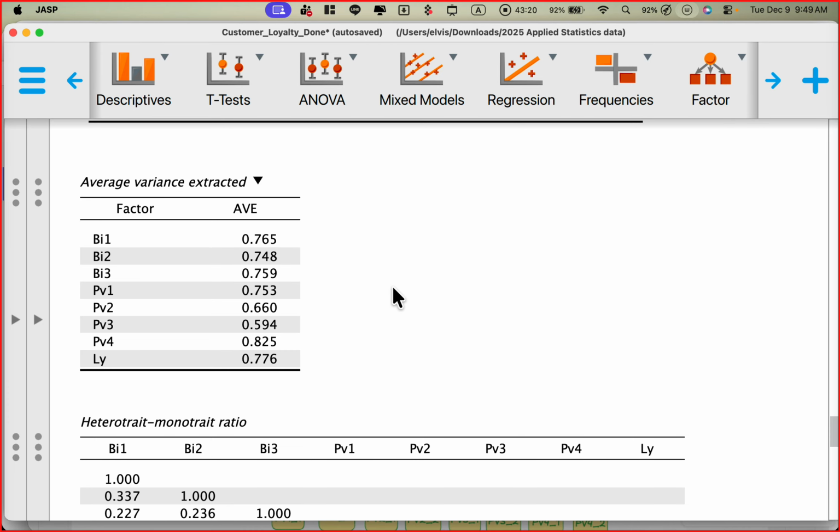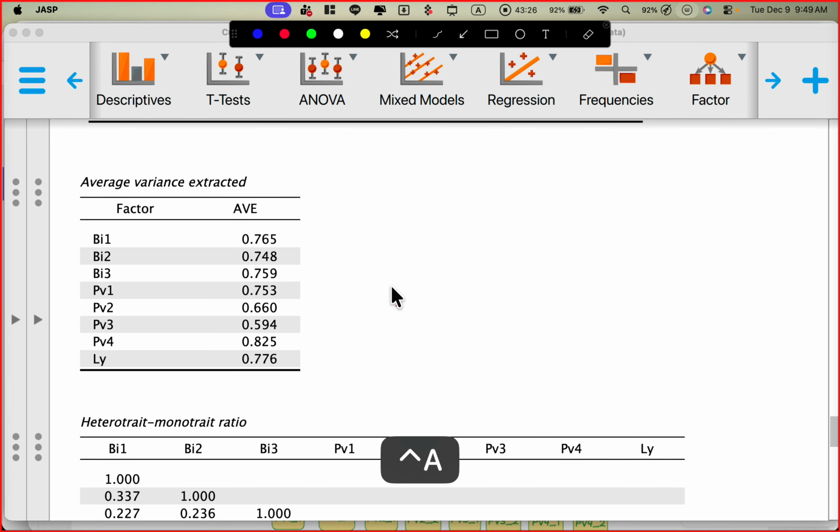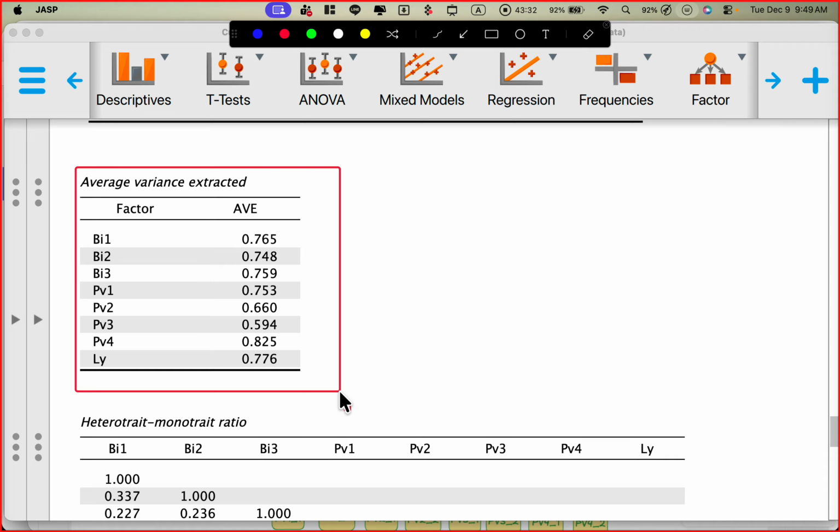Janice, how do you interpret the AVE for a factor or a construct? How do you interpret the result here? Is it good or not? I think it's good enough, but it's not very good. Okay, why? The smallest value is for PV3, around 0.59. It's closer to 0.6, right?